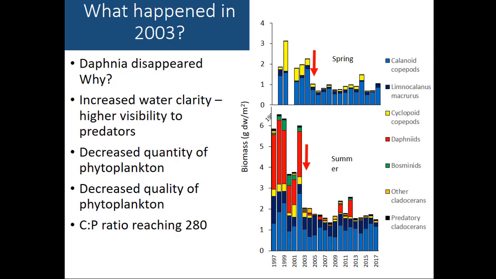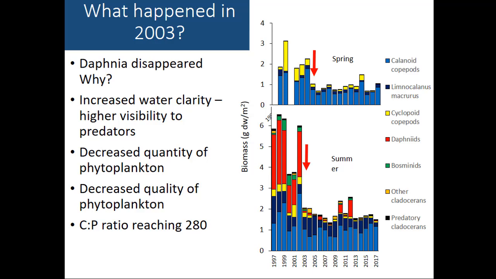So what happened in 2003 and 2004? Why did Daphnia decline? Well, there is increased water clarity, but that could have caused an increase in mortality of these Daphnia. We don't think that's the case because the alewife disappeared, so there's not that much fish predation left. I think it has to do both with quantity and quality of phytoplankton. Not just the quantity of them, but also the quality.